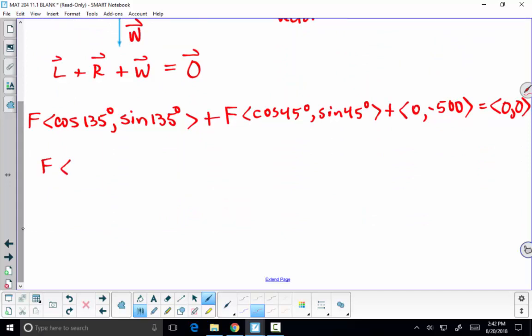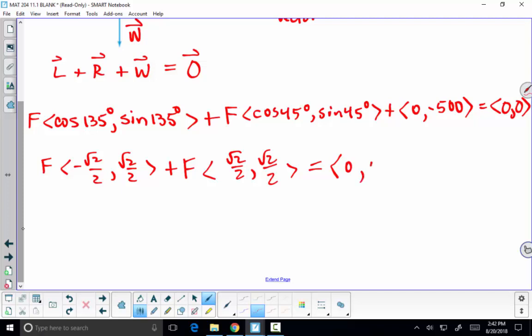So we get f times cosine 135, negative root 2 over 2, sine 135. We're going to have a bunch of like terms that we're going to be able to add together. And we're going to put this w vector to the right, so we're going to add it to the right, giving us 0, 500. And in physics also, they tend to just focus on horizontal components all by themselves and then vertical components all by themselves. In math, we like to do it as an equation where we've got the 2 component vectors all the way across. But either one will get you there.